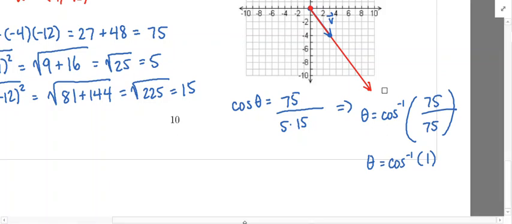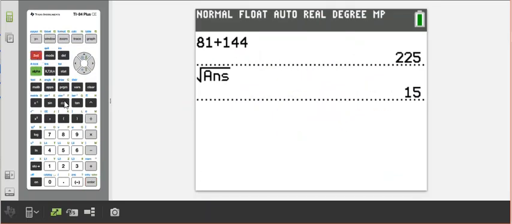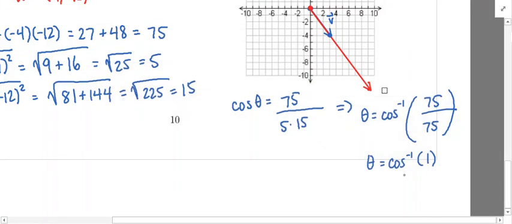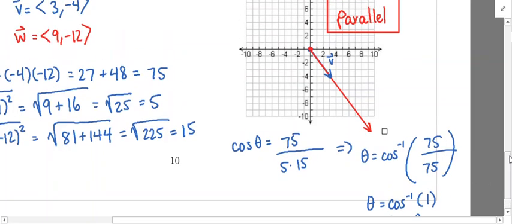If we go to the calculator and do cosine inverse of 1, that tells us that the angle between the two vectors is 0 degrees. So they are indeed parallel.